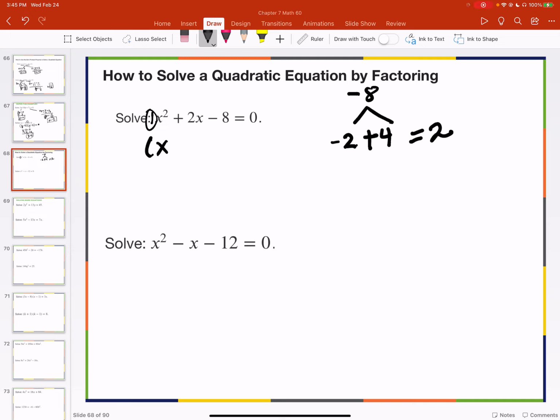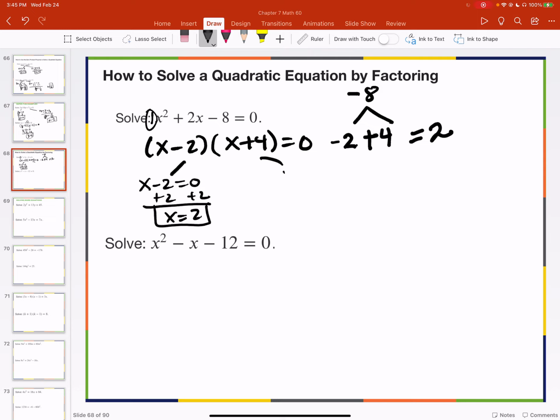So this factors on the left-hand side to x minus 2 times x plus 4, and the right-hand side of the equation stays at 0. And now I use the zero product property. So x minus 2 is equal to 0, which leads us to conclude that x is equal to 2. And then for the other factor, we get that x is equal to negative 4. Okay, let's try another one.